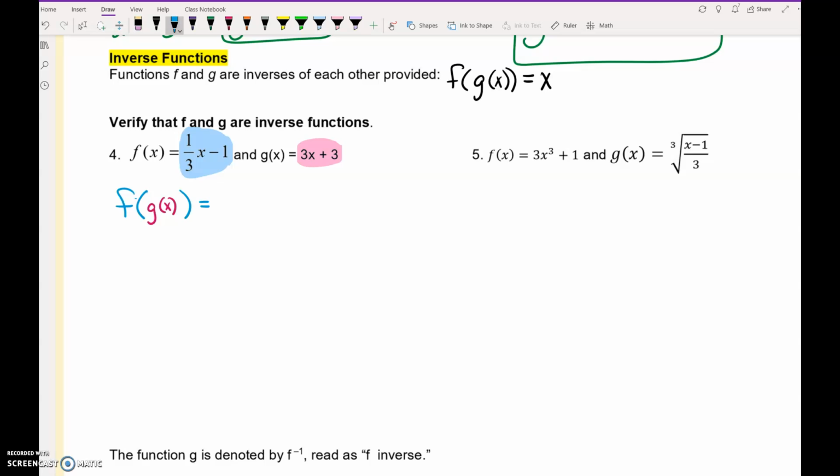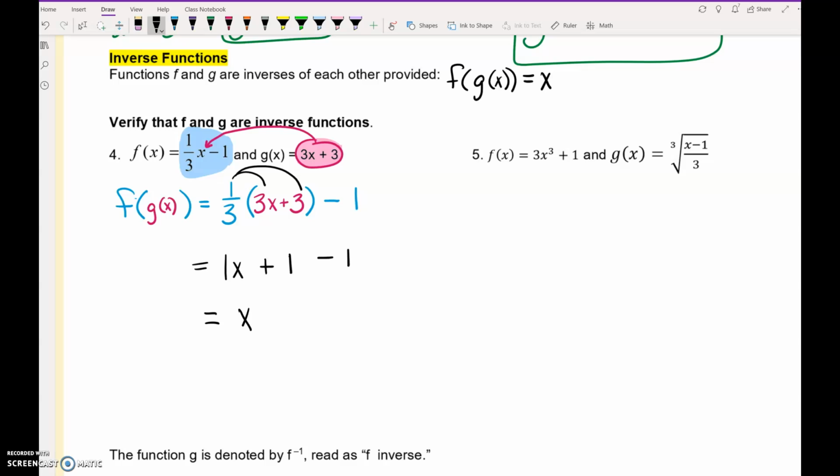The f function is 1/3. We take that x out and put parentheses in its place, minus 1. And that entire g function is going to get put inside those parentheses. Okay, let's distribute. What is 1/3 times 3x? 1x. 1/3 times 3 is 1, and then we have minus 1. What is 1 minus 1? 0. So this becomes simply x.